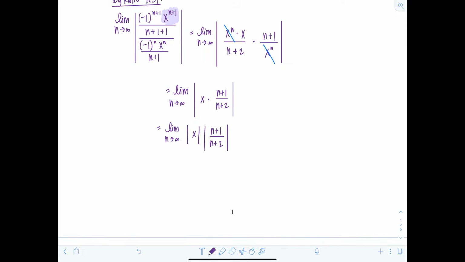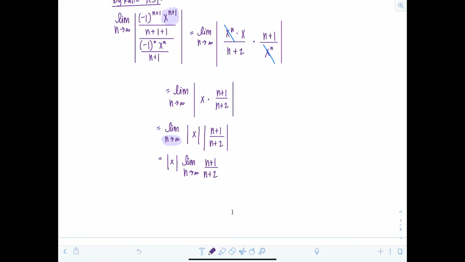Now look very carefully at this limit. This is a limit as n is approaching infinity. So x is a constant in this limit. X is a variable, but in the limit, it's not changing. So I can pull the absolute value of x outside the limit. So I can write this as the absolute value of x times the limit as n approaches infinity. And I don't need absolute value around the n portion, so I have (n plus 1) over (n plus 2).